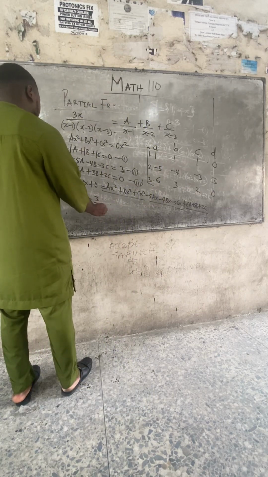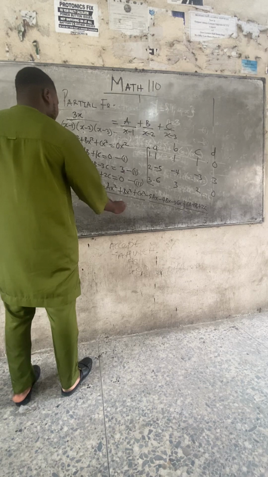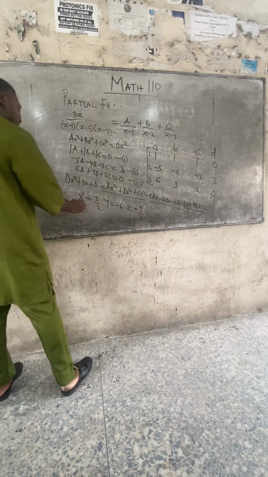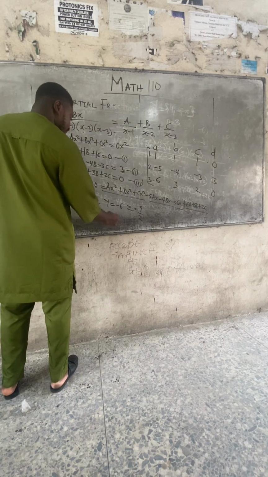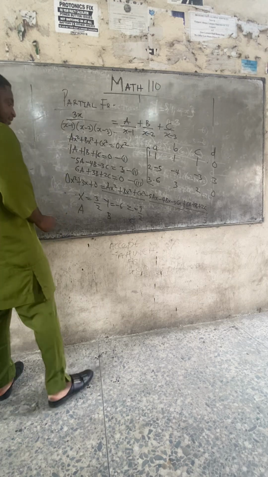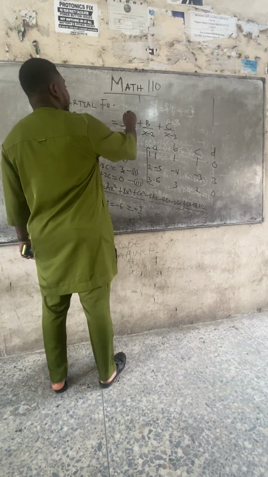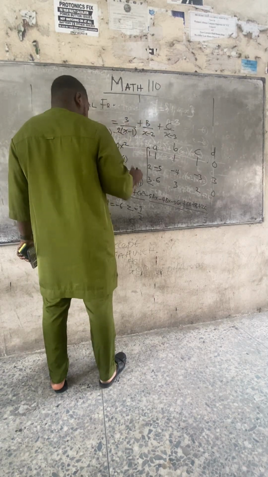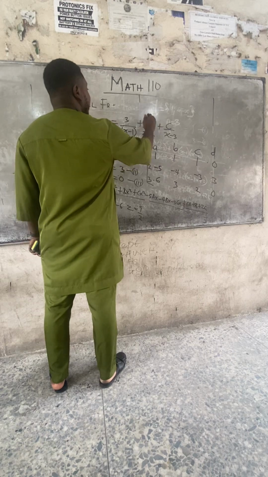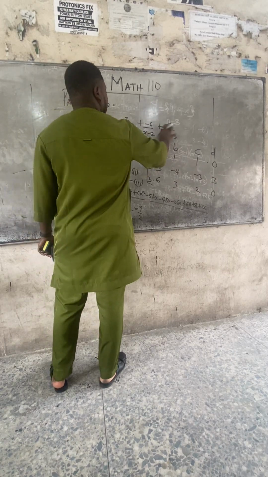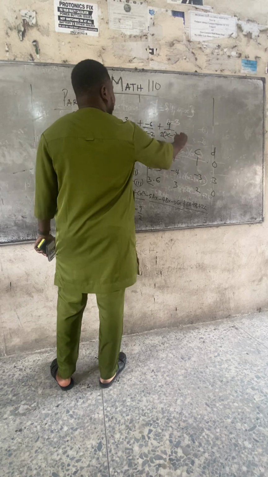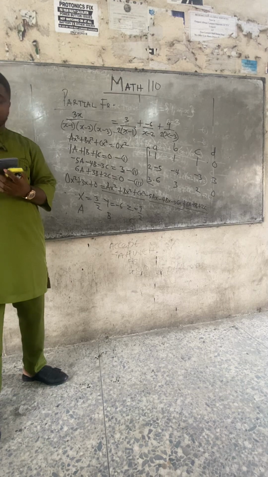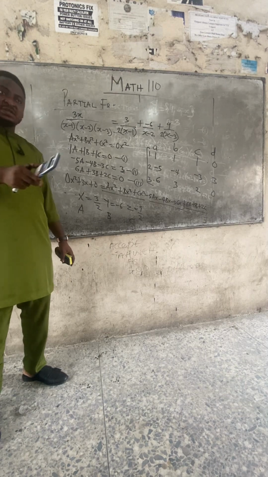X is 3 over 2. Press equal to again. Y is minus 6. And z is 9 over 2. X is A, y is B, and z is C. So A is 3 over 2 into bracket x minus 1. B is minus 6, plus minus 6 over x minus 2, plus C, 9 over 2 into bracket x minus... Who was able to get this? Well done. Who gave me the calculator?